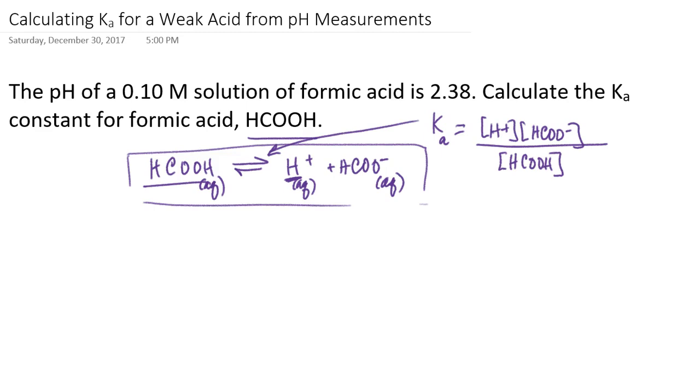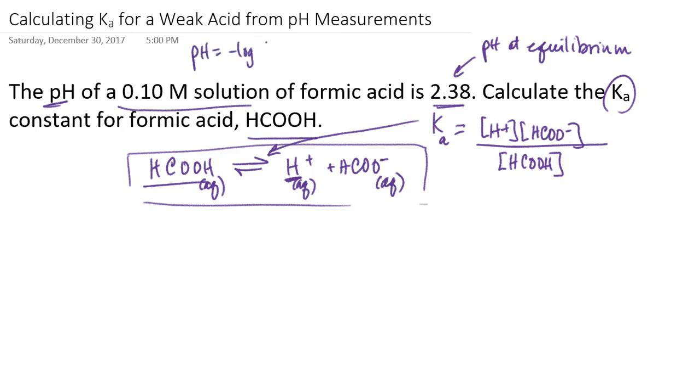We're told that we have a 0.1 molar solution of formic acid and its pH is 2.38. And from this information alone, we're to calculate the value of Ka. And so the important thing to keep in mind is that when we have a pH measurement like this, basically this reflects the pH at equilibrium. And since pH is equal to the negative log of the hydrogen ion concentration, this pH measurement will allow me to find out the equilibrium concentration of the hydrogen ion.